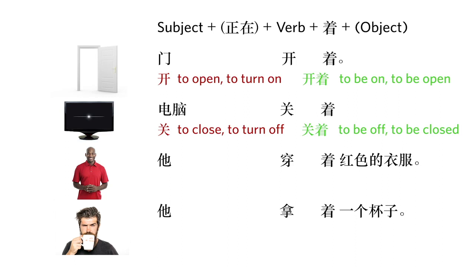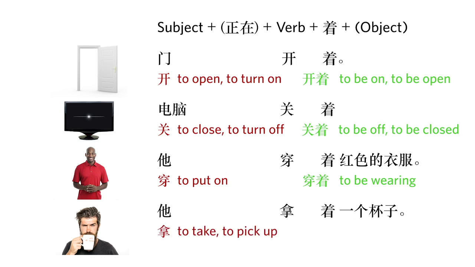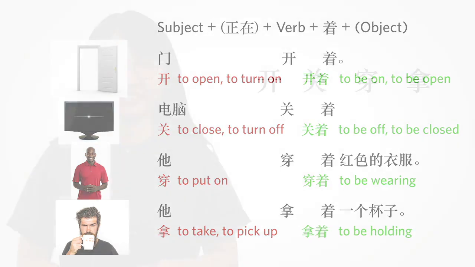In the third sentence, 穿 alone means to put on. 穿着 denotes a state that one is wearing something. And in the last sentence, 拿 means to pick up or to take. With 着 it means being held.